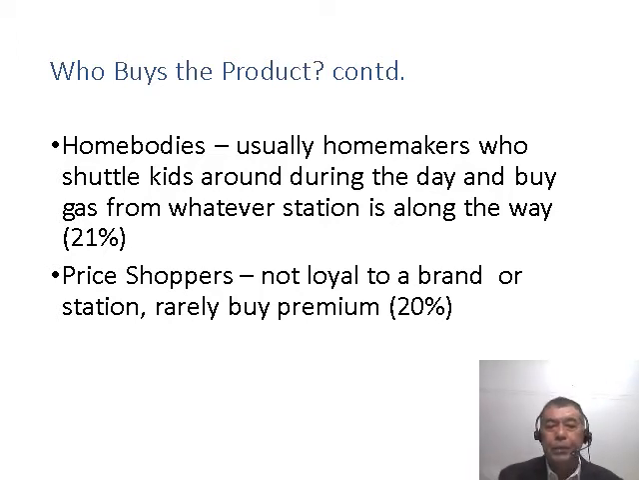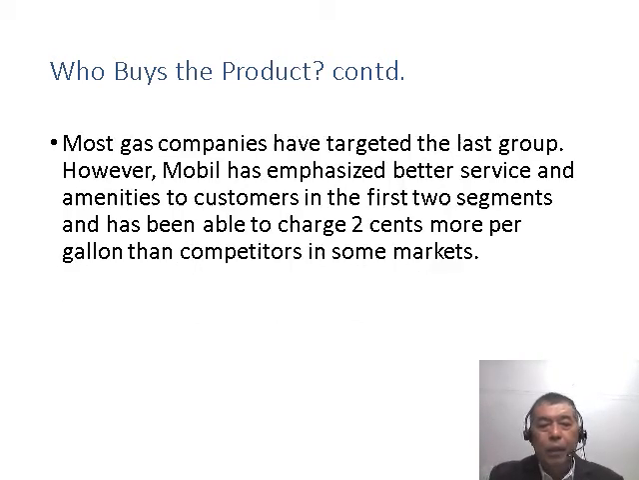The price shoppers are not considered loyal to a brand or station, and rarely buy premium, and this is 20%. Maybe instead of premium gas, the price shoppers prefer unleaded gasoline. So most gas companies have targeted the last group, no? Which is the generic. They are not applicable to premium. They can go to whatever gas station they prefer, no?